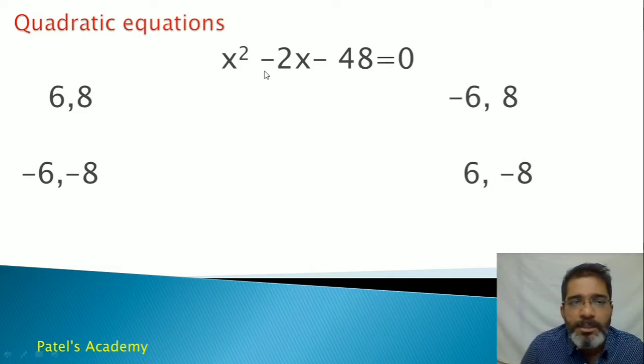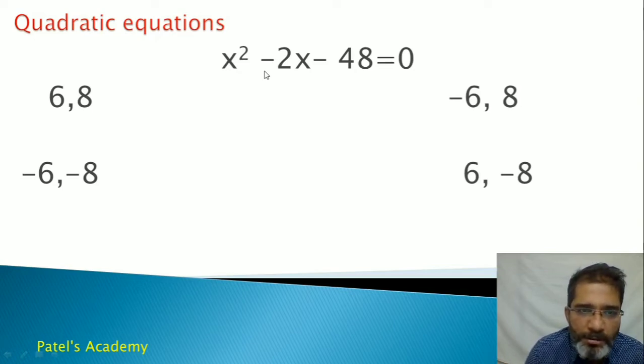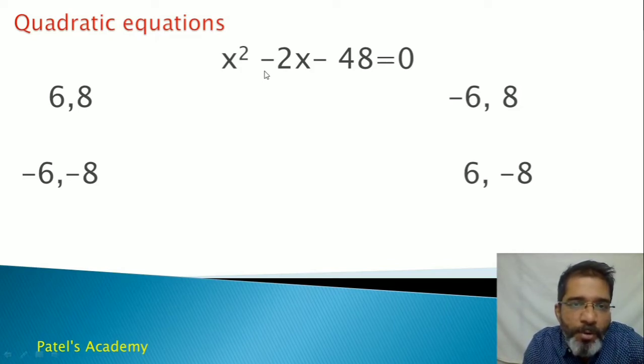The first option is 6 comma 8. We all know that 6 into 8 is 48. That is correct, but I need the sum to be minus 2. But the numbers are 6 comma 8, so when you add, the sum is not minus 2, it is 14. So this particular option is wrong.